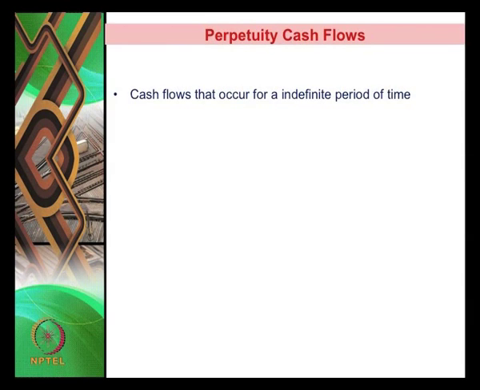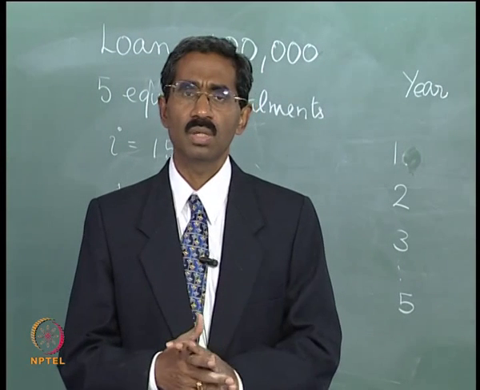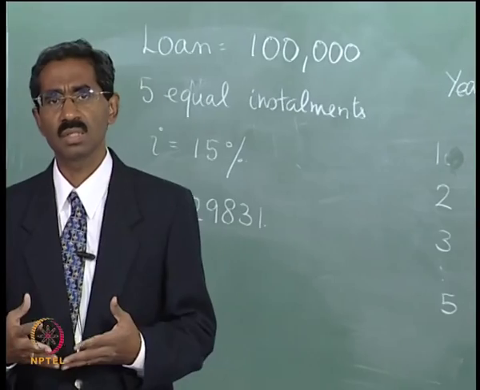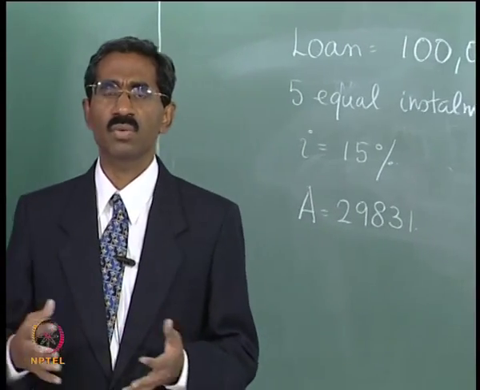Now another example that we normally encounter is what is called perpetuity cash flows. What are perpetuity cash flows? Perpetuity cash flows are defined as the cash flows that occur for an indefinite period of time. It is very difficult to find projects that are going to give benefits for an indefinite period, but if you are able to identify projects which are going to give benefits for a very long period of time, we can safely consider that as an indefinite period of time.